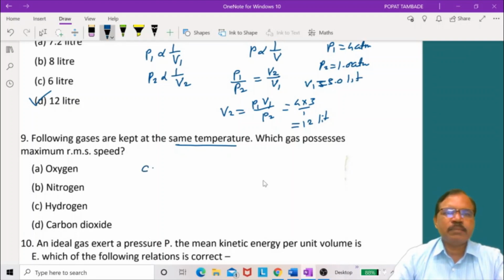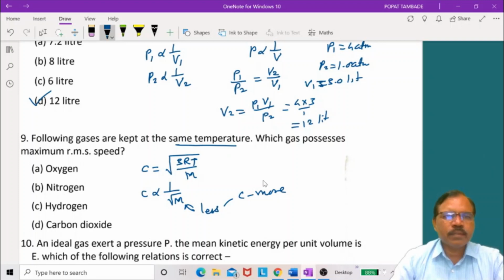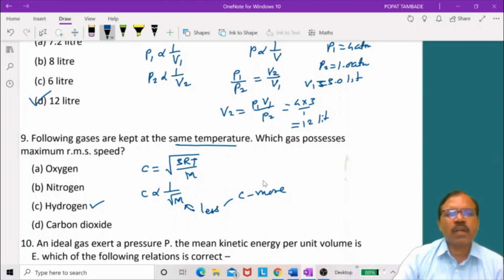We know RMS speed C is root of 3 RT upon M. Since R is constant and T is constant, C is inversely proportional to root of M. So if M is less, C will be more. Now hydrogen gas has less molecular weight, so hydrogen gas will have maximum RMS speed out of these four. So this third one is correct.